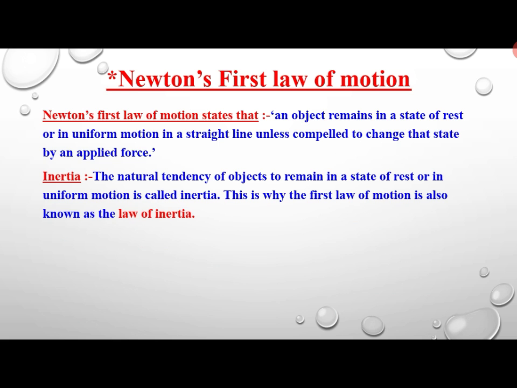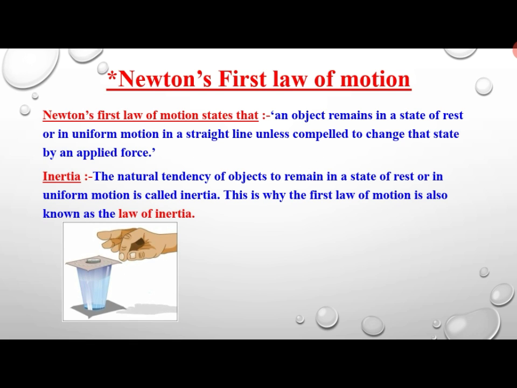With Newton's first law of motion, there is another concept which comes into the picture, known as inertia. So what is inertia? Basically, inertia is an inherent tendency. It is a natural tendency of every object to remain in the state of rest or in motion or in a particular direction. This is the reason why the first law of motion is also known as the law of inertia. In order to break the inertia, we need to apply some external force.